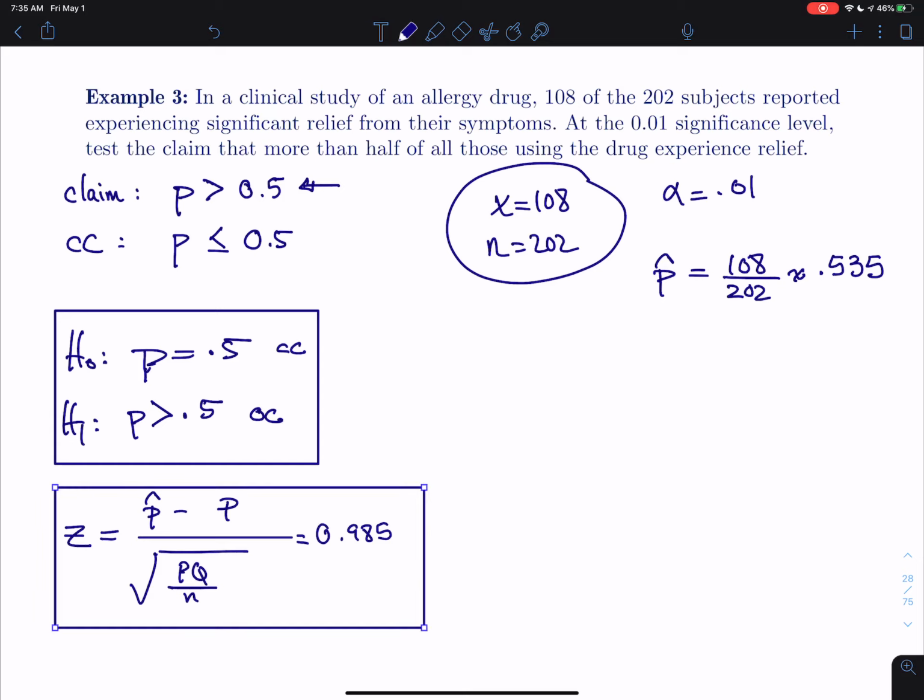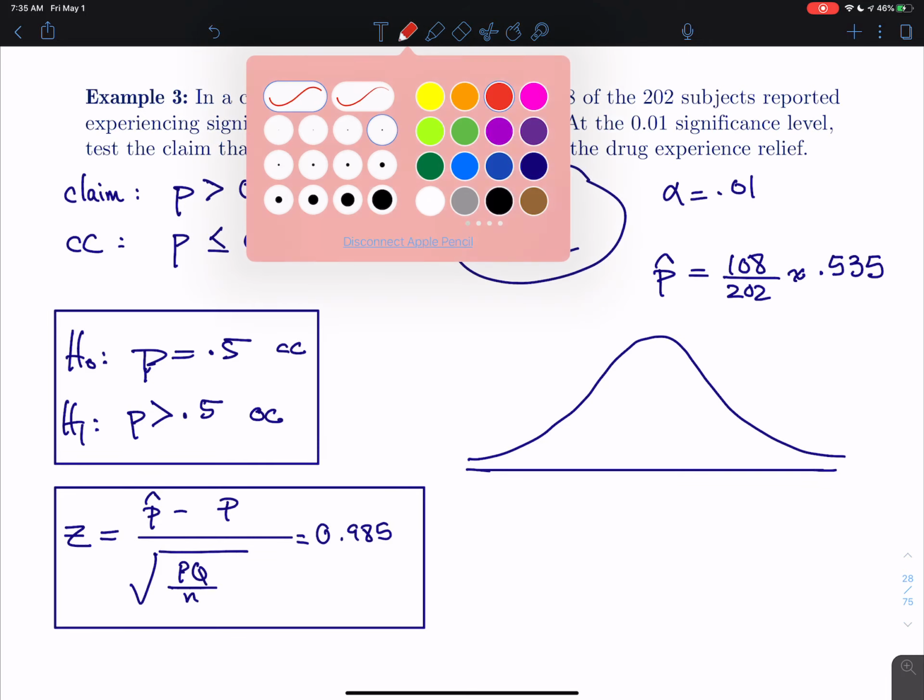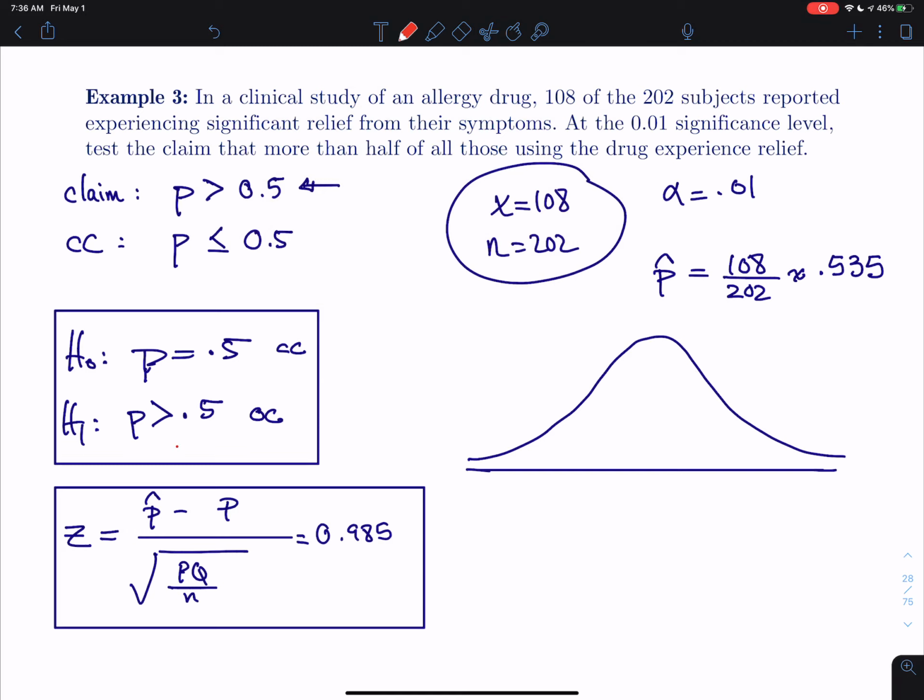Now my third step is to construct the rejection region. Let's see if it's going to be a one-tail or a two-tail rejection region. For that, we always look at the sign of the alternative hypothesis. If it's pointing to the right, then it's a right tail. If it's pointing to the left, it's a left tail. If it's a not equal to, then it's a two tail.